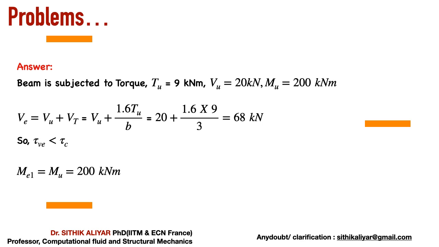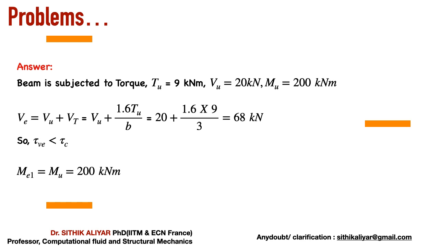Okay. So beam is subject to torque. They have given, you just write the given: Tu 9, Vu 20, Mu 200. So Ve equal to Vu plus Vt. That's what they asked as the first question. Vu plus 1.6 Tu by B, 20 plus 1.6 into 9 by 0.3. This will give you 68 kilonewton.